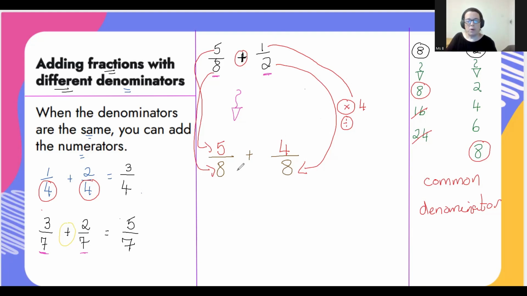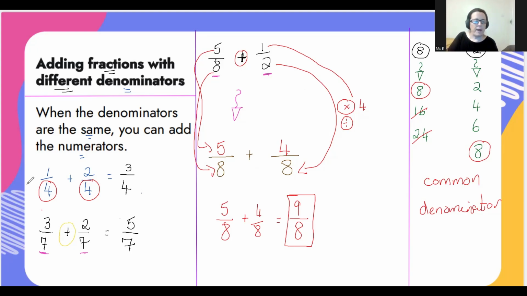Now, what I'm going to do is I'm going to add together 5 eighths plus 4 eighths. And my denominators are the same. I'm adding 5 plus 4 is 9. And my denominators stay the same. So I have 9 over 8. We can do something else with this number, but I'm not going to do that today. So 5 eighths plus 1/2 is equal to 9 eighths.